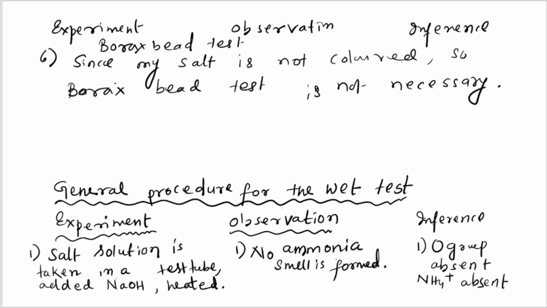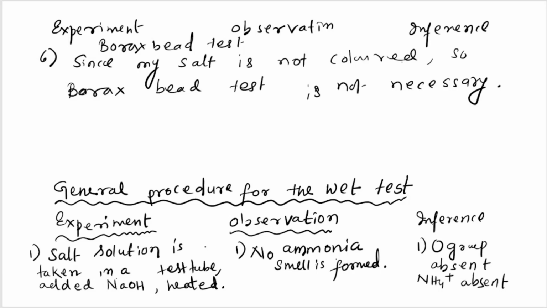Then come to the general procedure for the wet test. Here you will find which group is present, by a specific reagent. I told you how many groups there are: 0 group, then 1 to 6 groups. So first you will make a test for the 0 group, whether it is absent or present. The radical of the 0 group is only the ammonium ion, ammonium plus.